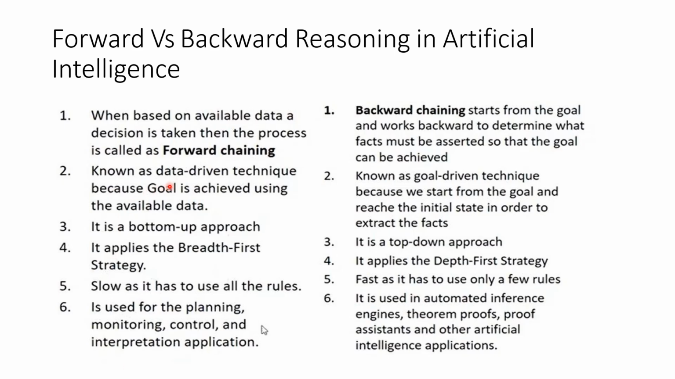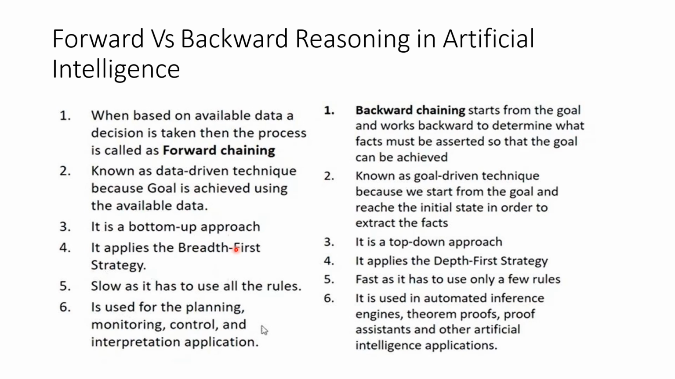Then the second point is the type of reasoning. Forward is data driven and backward is goal driven. So data pushes forward and goal pulls backwards. Then the third point is direction. Forward reasoning is a bottom up approach and backward reasoning is a top down approach. Forward means from facts to conclusion and backward is from goals to facts.